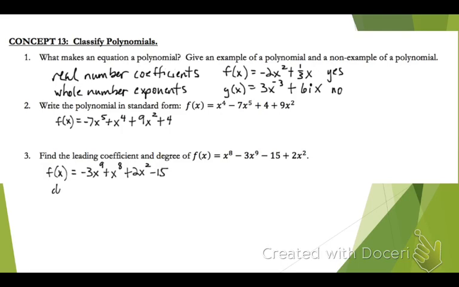So our degree is the highest exponent, so we have a polynomial of degree 9. And then the leading coefficient is the number that's in front of the term with the highest exponent, and so that would be negative 3.